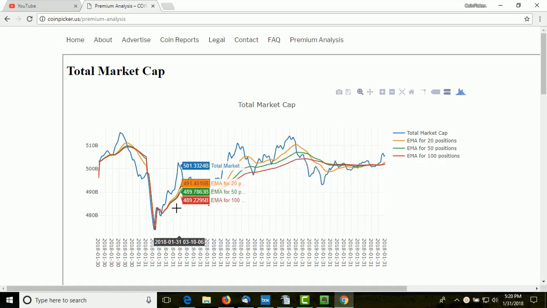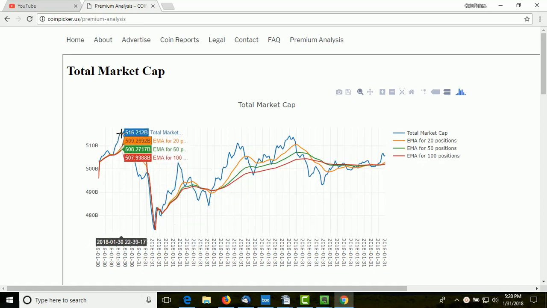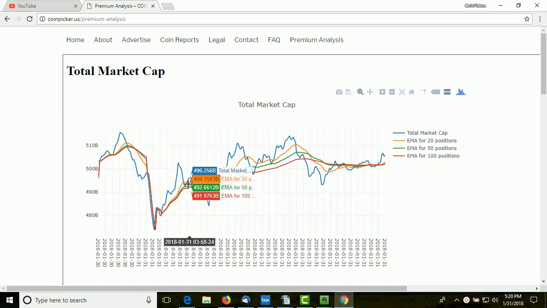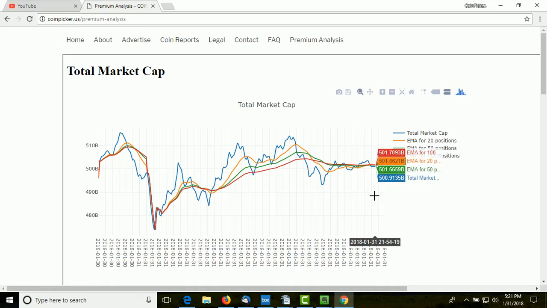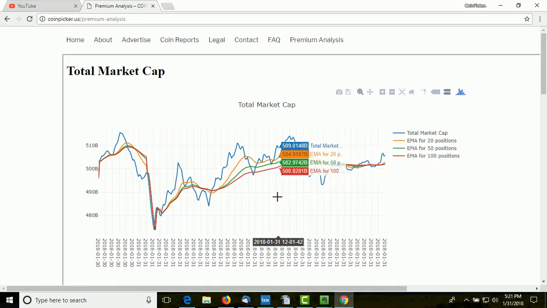What you're looking at is the total market cap right here in this blue line with moving averages for a 20 period position, a 50 period position, and a 100 period position. Now, why do I say period and position? Because this data is now just a couple of days old. So you see it started here on the 30th. And as we aggregate more and more data into my data set, the 20 period and 50 period and 100 period will become more and more accurate relative to the history of the cryptocurrency market cap.